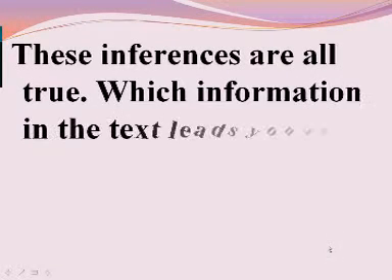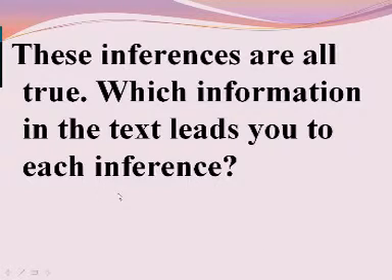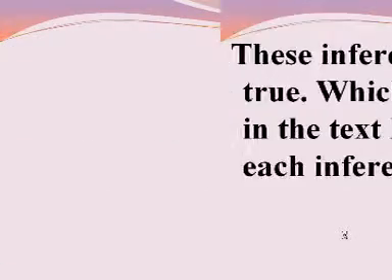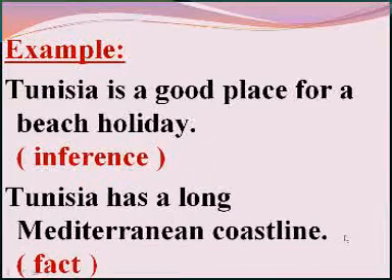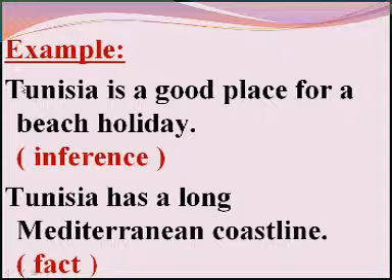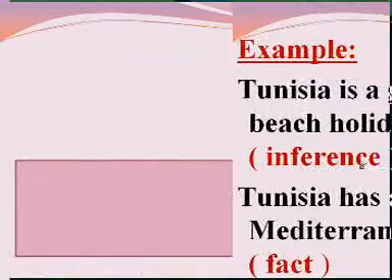These inferences are all true. Which information in the text leads you to each inference? For example, Tunisia is a good place for a beach holiday. This is an inference. How do you know? You know because something is mentioned about Tunisia having a long Mediterranean coastline. So this is the fact.